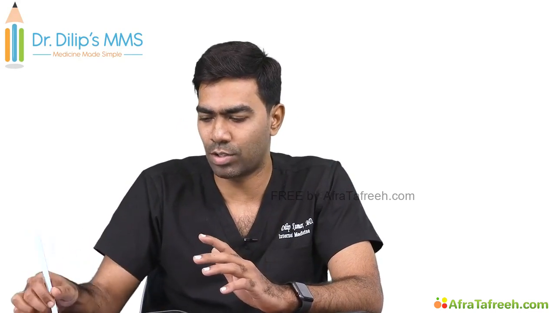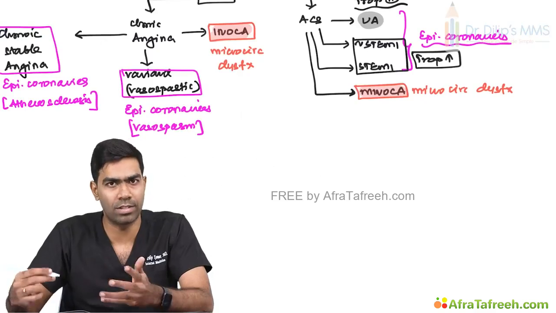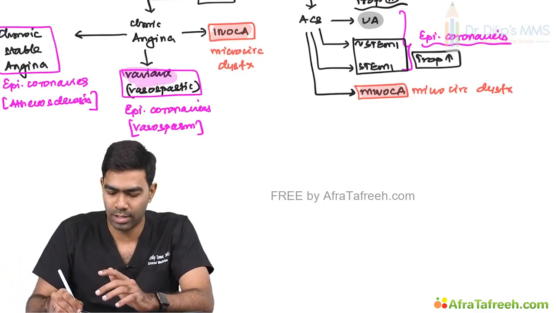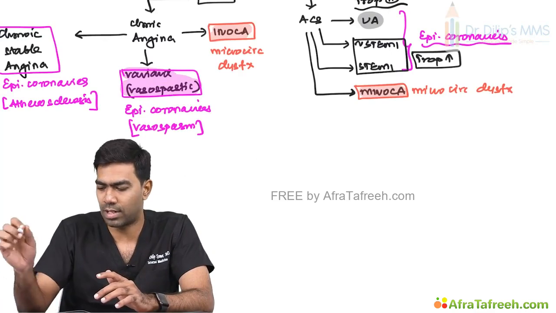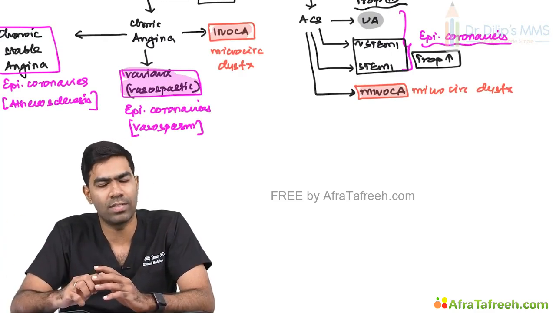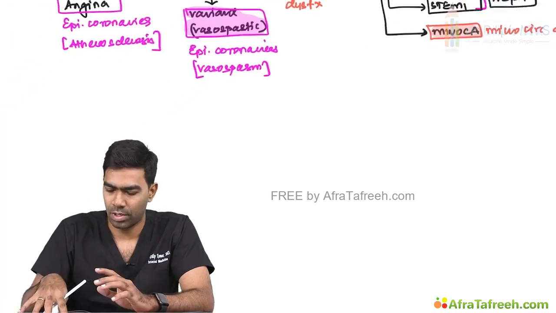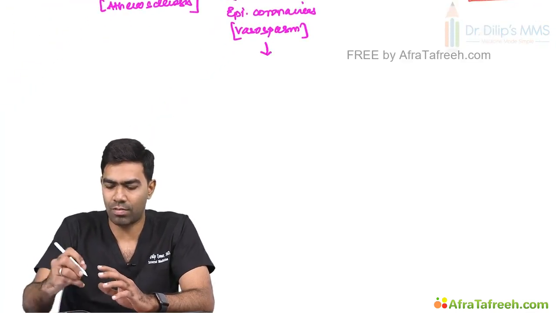For that matter, we have INOCA and MINOCA, which are rare disorders only coming up in clinical practice right now in the last 1 or 2 decades. Then we have the vasospastic variant or Prinzmetal angina, which is very rare traditionally. So let us start with the discussion on vasospastic angina.